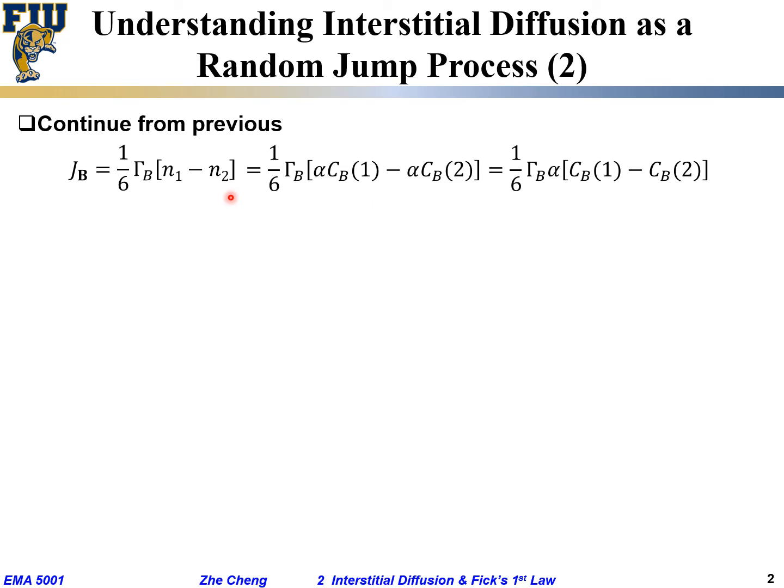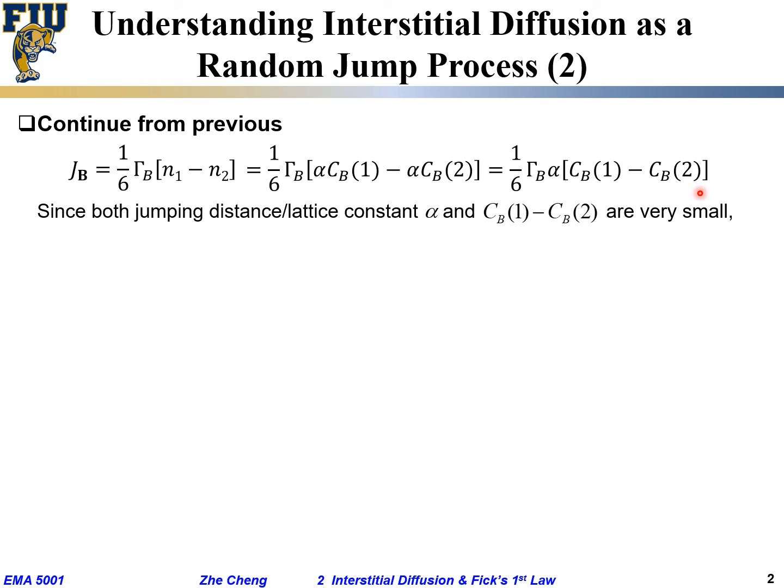Now we rewrite. What did we do? We replace N1 with alpha times C1, and N2 with alpha times C2. And then what did we do? Alpha is the same for the same lattice, right? Now we put alpha in the front. Now we have the total flux along my positive x direction would be 1/6 gamma alpha times the difference. Make sense?